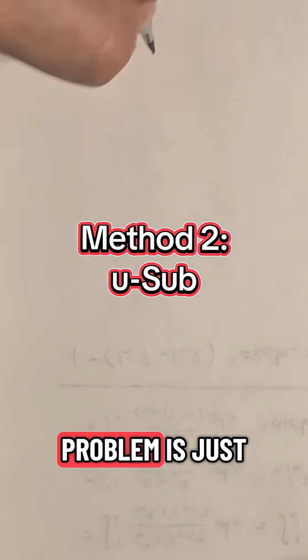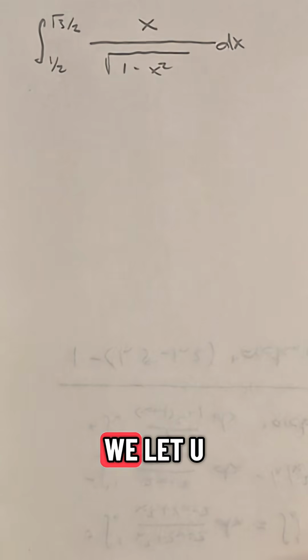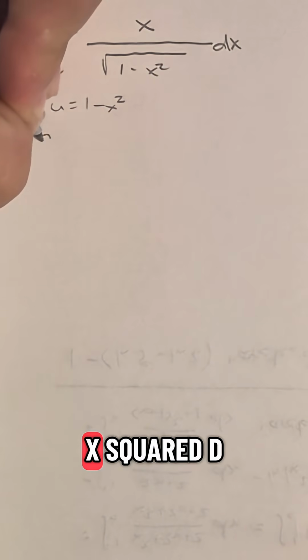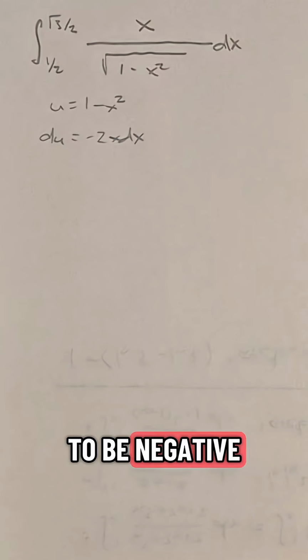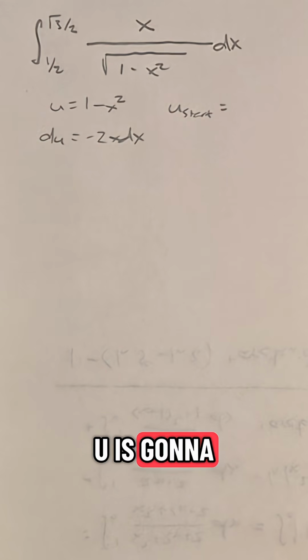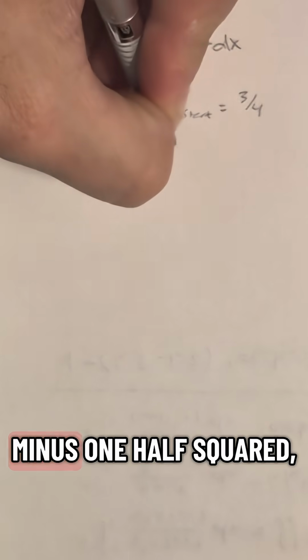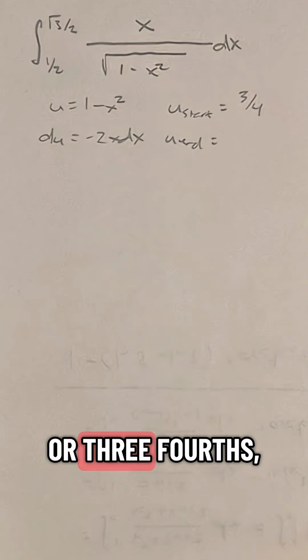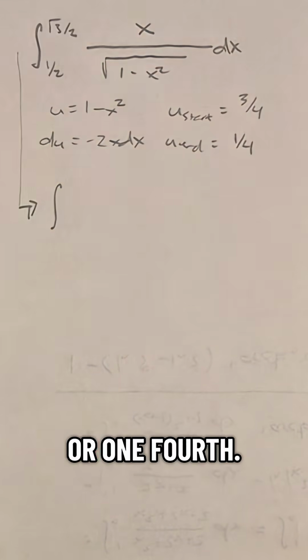The other way to do this problem is just with the standard u substitution. We let u equal 1 minus x squared. Du is going to be negative 2x dx. And if we change our bounds, we see that u is going to start at 1 minus 1/2 squared, or 3/4, and then u is going to end at 1 minus root 3 over 2 squared, or 1/4.